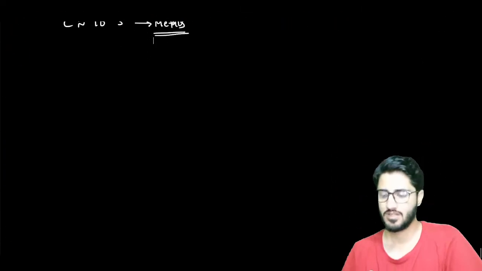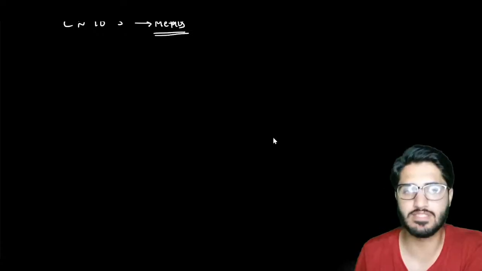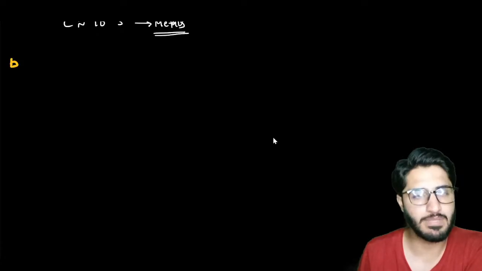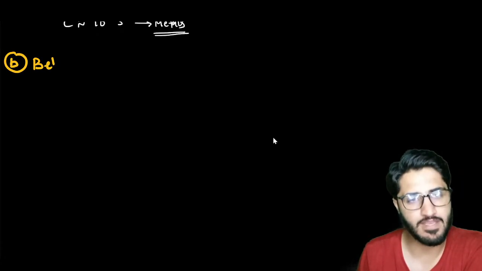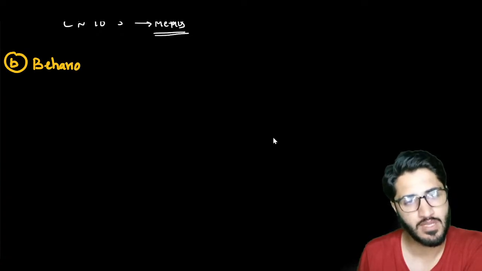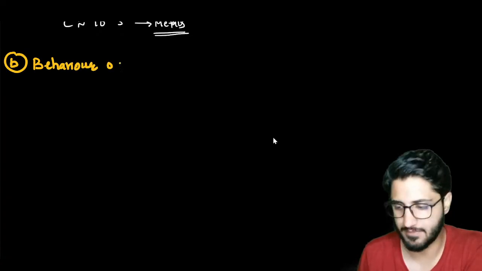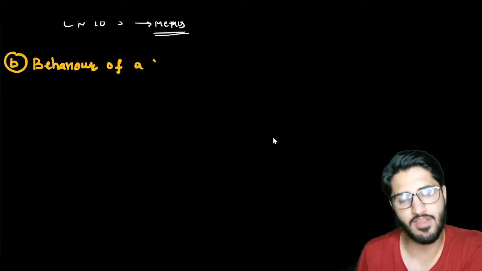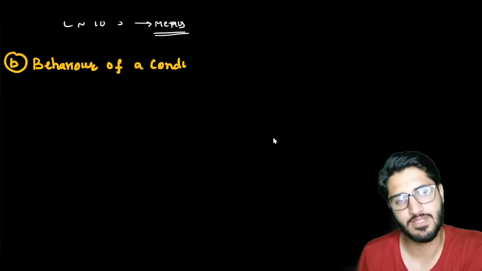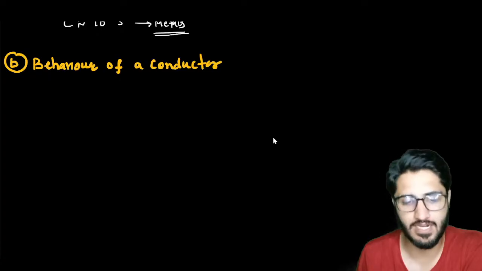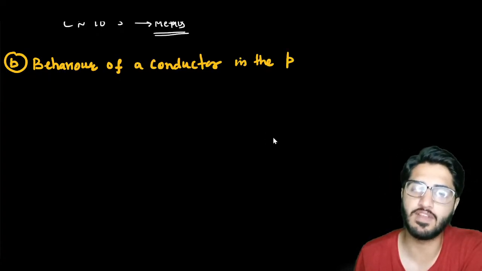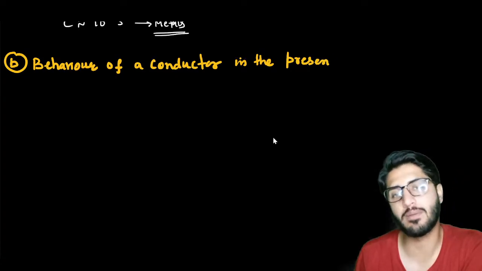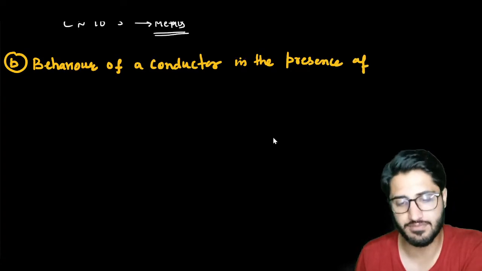Okay, now second part. Now we will discuss second part number B. Part B is behavior. Behavior of a conductor, in the presence of electric field or in the presence of external voltage.